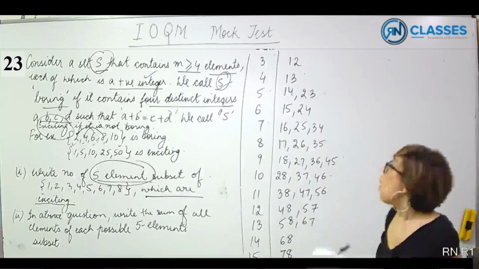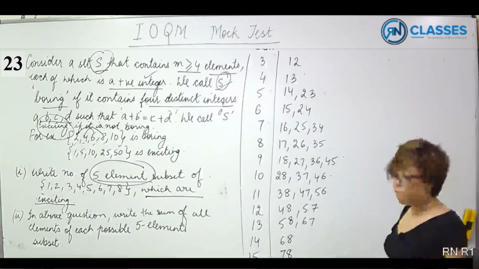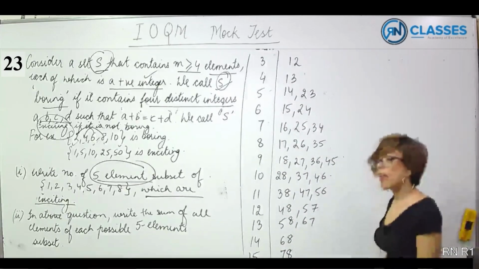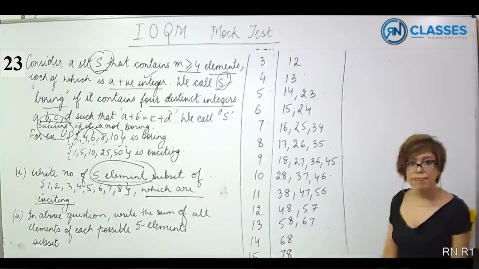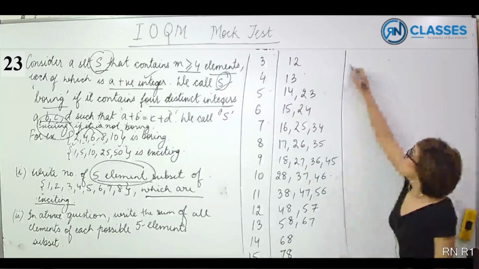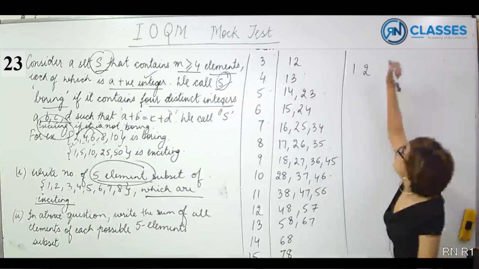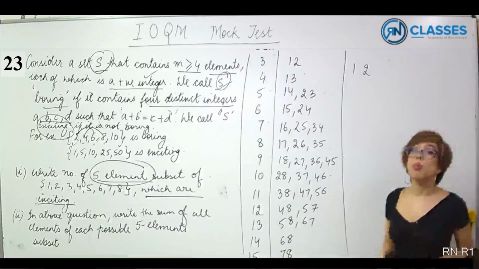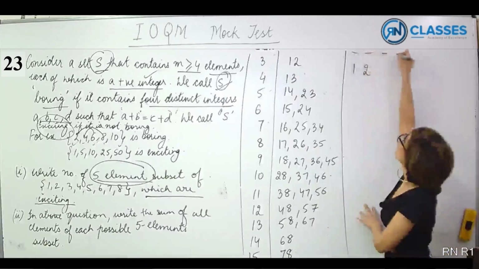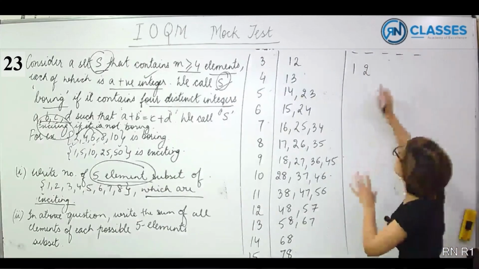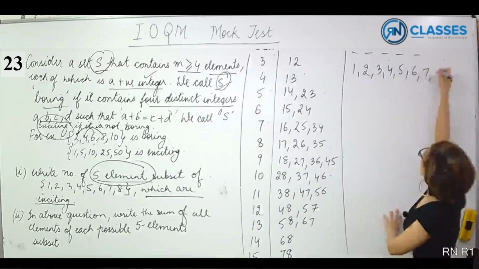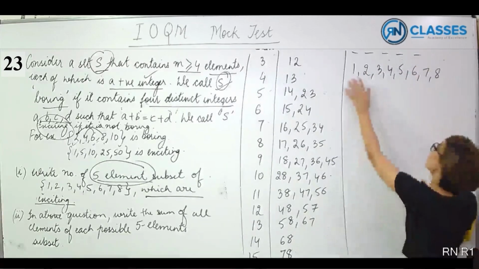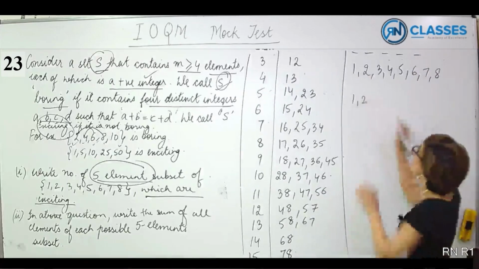Now, I have to find 5 element subsets. In fact, I need to find all of them. So let's start by making the cases. Let's start with maybe I have 1, maybe I have 2. Now I need to put in more numbers. First of all, 5 element subsets should be there. Also, let me write down the numbers also: 1, 2, 3, 4, 5, 6, 7, 8. Out of these numbers I'll take. So I'll start with 1, 2. 1, 2 is there.